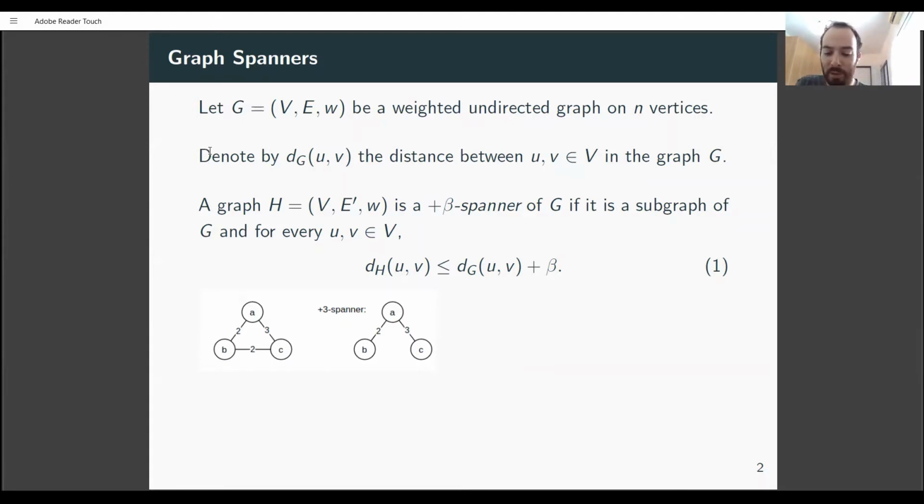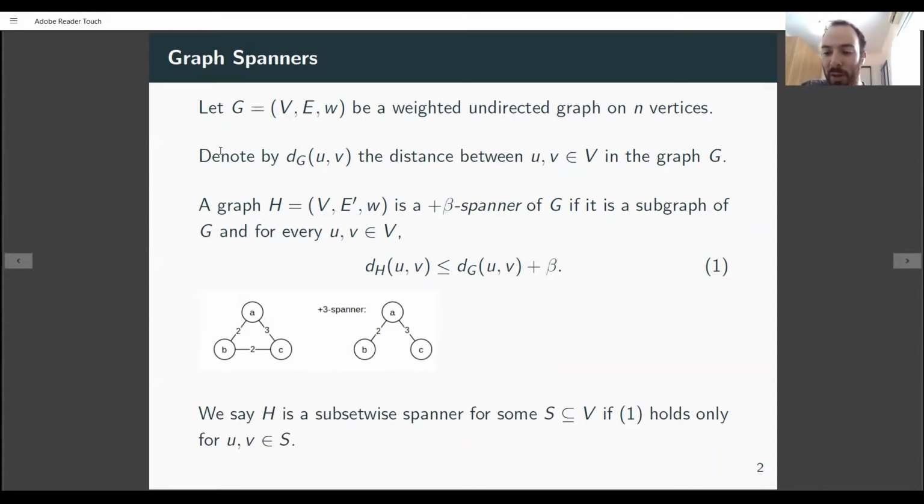Another type of spanner that we will consider during this lecture is a subset-wise spanner, where we are also given an additional set of vertices S, and the distances in the spanner must not exceed +β only for pairs of vertices from S. If u or v are not in S, the distance might be unbounded.